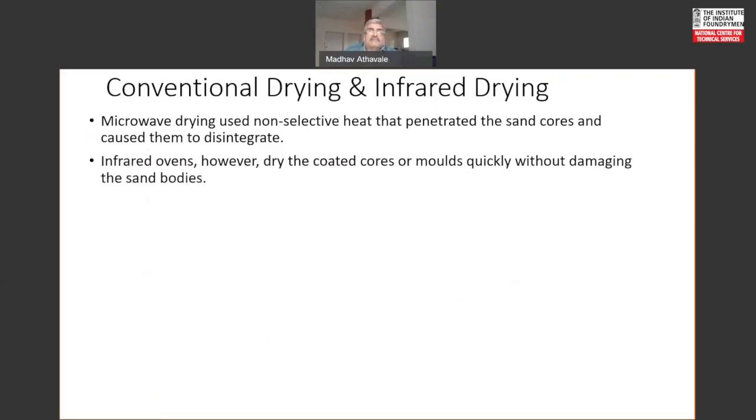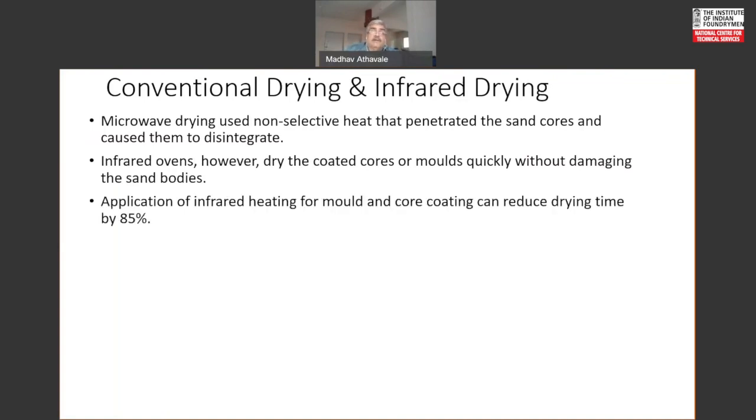Microwave drying uses non-selective heat, and sometimes it can cause disintegration. As all of you are familiar, microwaves work by molecular friction. So within the core or mold itself, there will be intense generation of heat, and it may cause degradation of binders and cores. Binder and then the cores and molds.